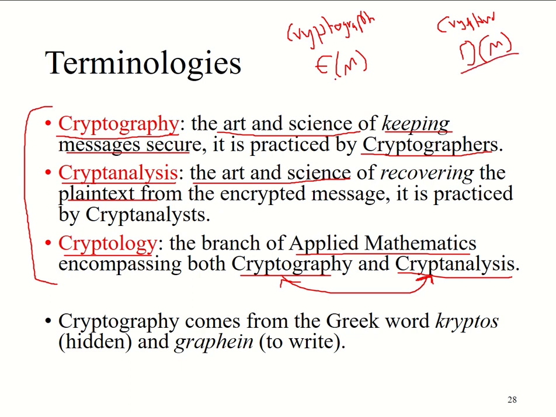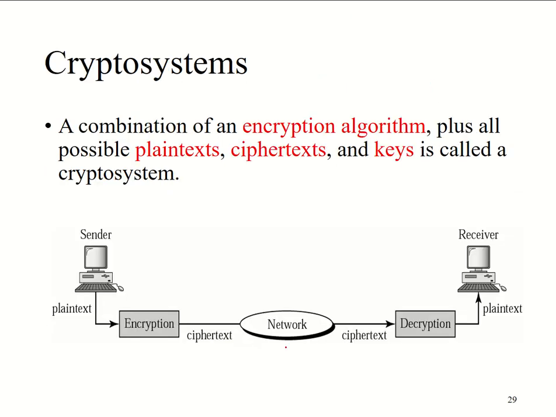Trying to see what exactly the message is, so they're the opposite of each other. They are both art and science. One of them keeps the message secure, and the other one tries to recover the text from the encrypted message. So if you want to know the meaning of cryptography, basically it means what? It comes from crypto, which means hidden, and graphein, which means to write. So write to hide. All right, the cryptography.